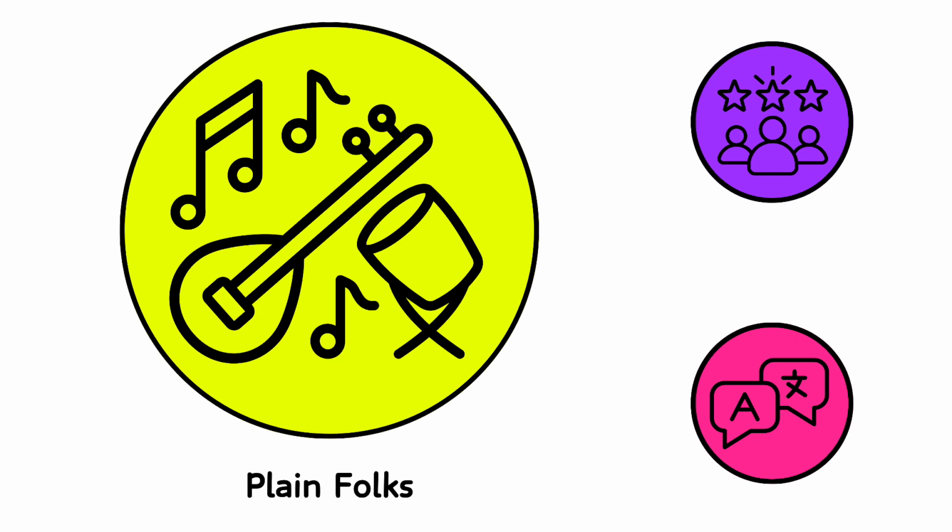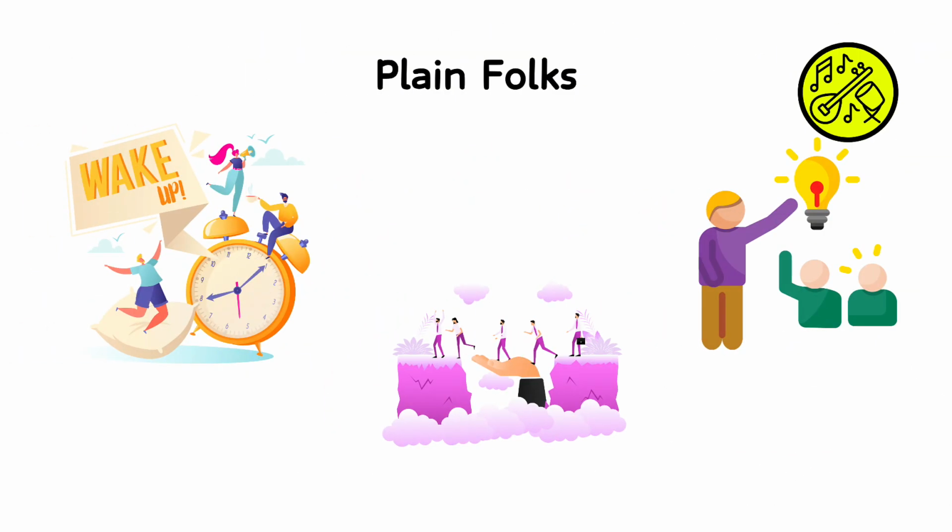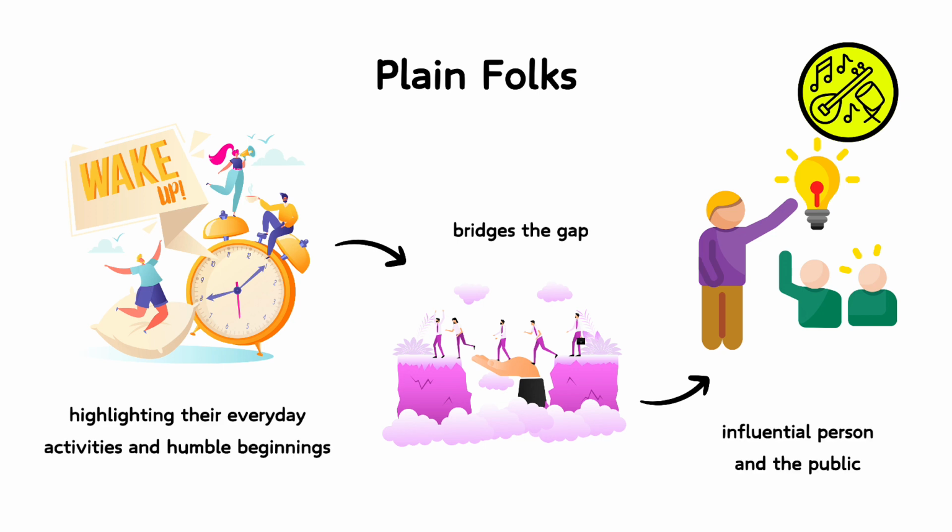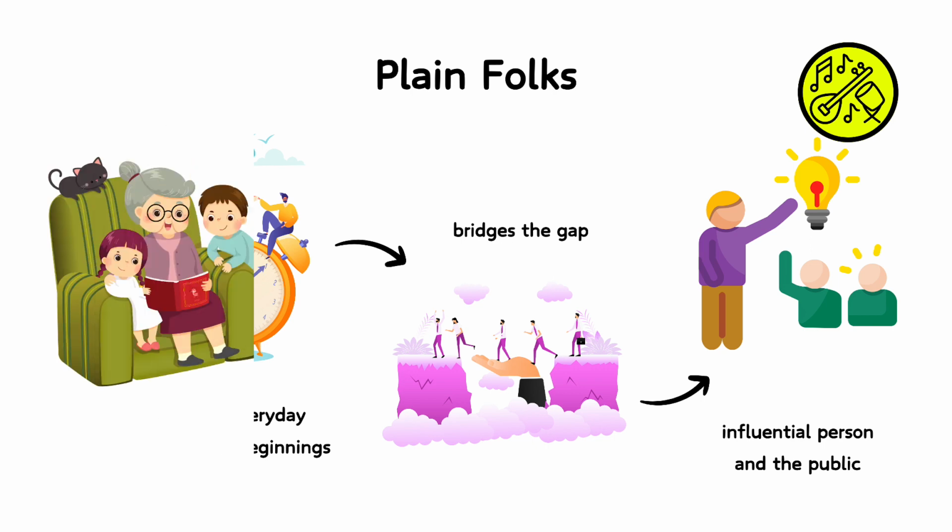Plain folks. The plain folks technique makes a leader or influencer appear ordinary and relatable, often highlighting their everyday activities and humble beginnings. This approach works because it bridges the gap between the influential person and the public. It counteracts the alienation that might come from perceived differences in status or lifestyle.